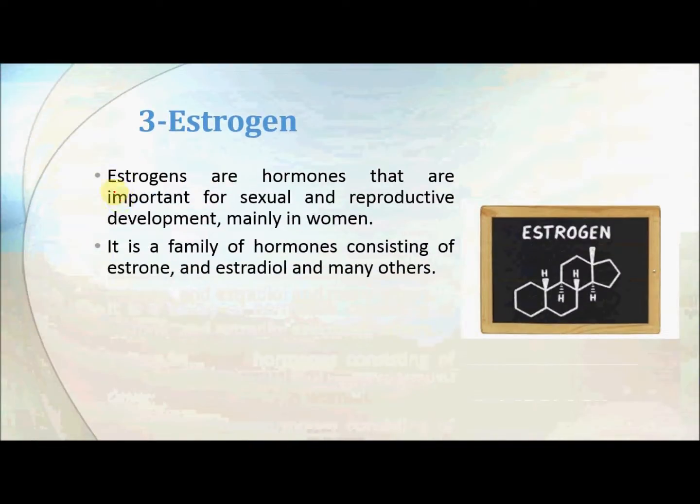Now lastly, we would see the estrogen. As we have seen in the previous slide, the estrogen was produced normally and then increased during ovulation, and then reduced back after ovulation when there's no fertilization. It will start to increase with the progesterone if fertilization occurs. So estrogen is a very important hormone for sexual and reproductive development, and mainly produced in women. It is a family of hormones consisting of estrone, estradiol, and many others.